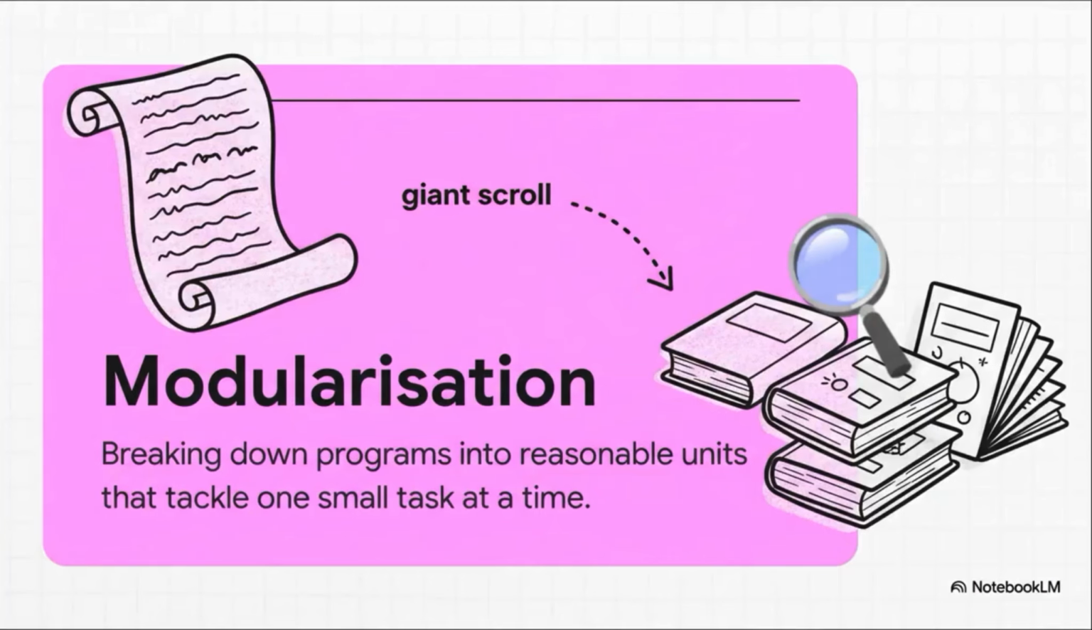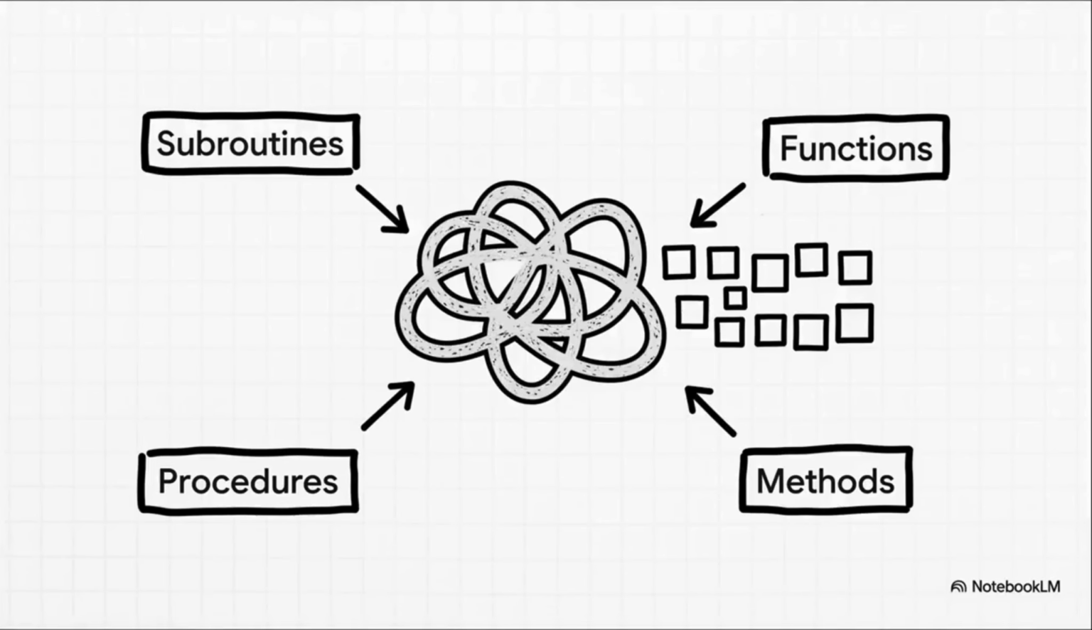So here's the official definition. Modularization is just the art of breaking down a big program into smaller, more manageable, logical chunks. And each one of those little chunks is responsible for just one specific task. It's literally turning that giant, messy scroll into a nice, neat recipe book. Now, you're going to hear this idea called a whole bunch of different things. Subroutines, functions, procedures, methods. But hey, don't let the jargon fool you. They all boil down to the exact same powerful idea. Just break a big problem into smaller, bite-sized pieces.